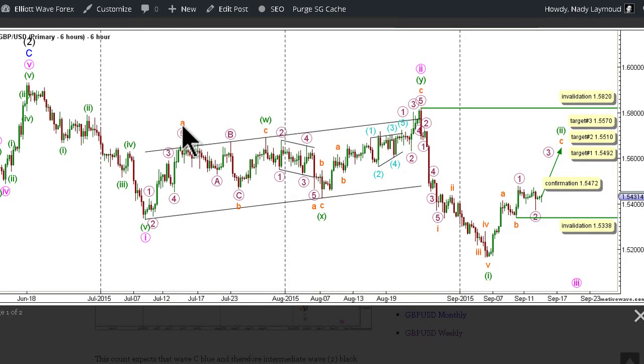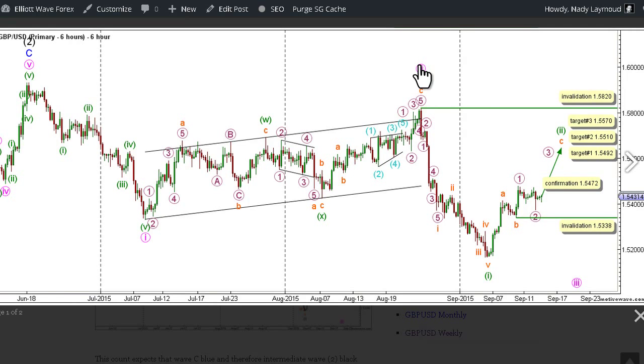Wave W green unfolded as a zigzag, labeled A, B, and C orange, and wave X green unfolded as a zigzag, labeled A, B, and C orange. As well, wave Y green unfolded toward the upside as a zigzag, labeled A, B, and C orange, with wave C orange unfolding toward the upside as an impulse, labeled waves 1 through 5 purple, with wave 1 purple unfolding as a leading diagonal, labeled waves 1 through 5 active.